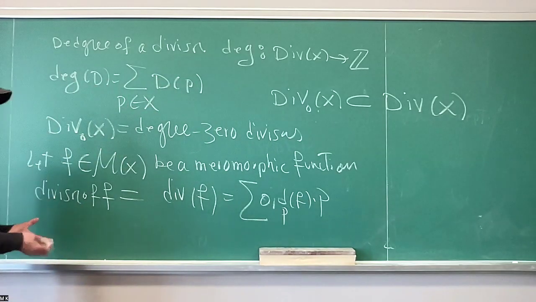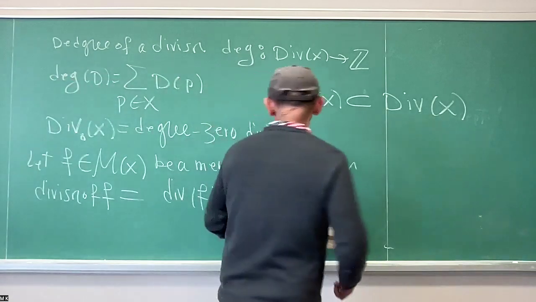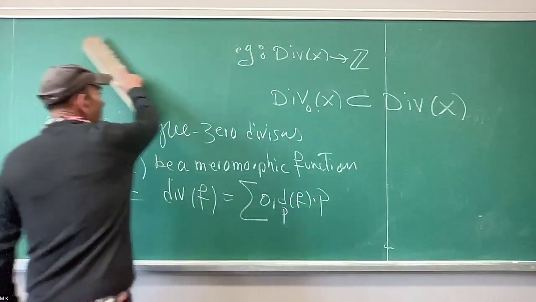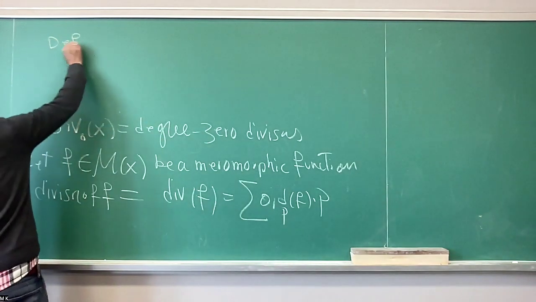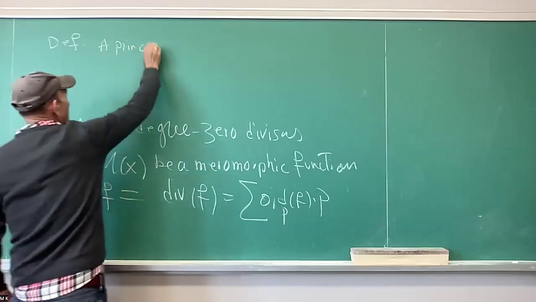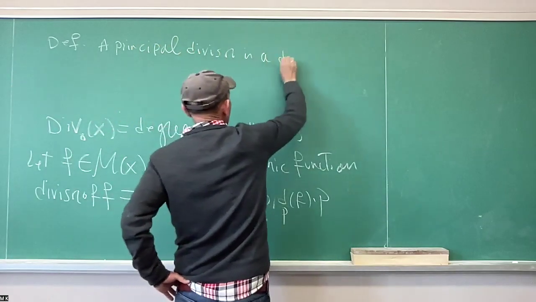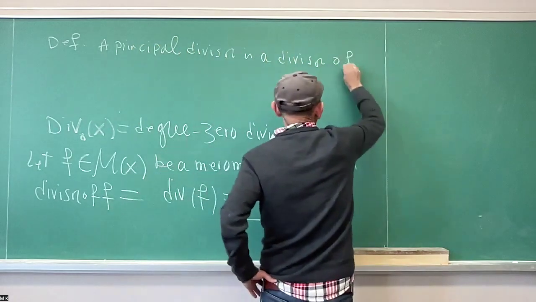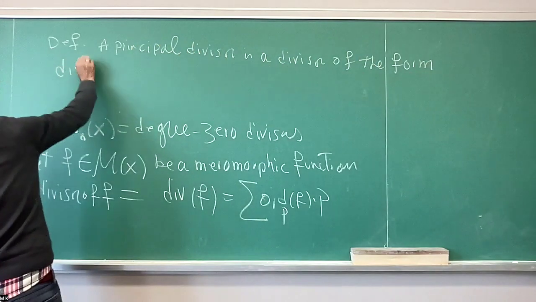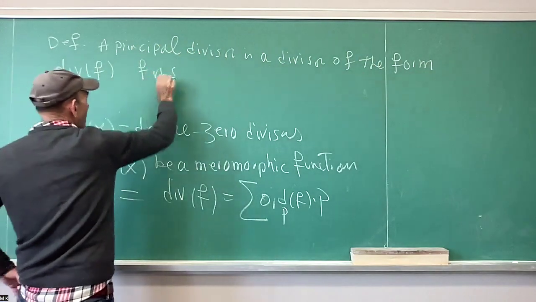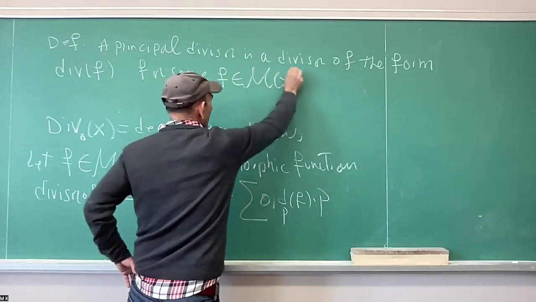So such a thing is called a principal divisor. Let me define it, and then I'll tell you what it is. Definition: a principal divisor is a divisor of the form div f for some f belonging to M of X, a meromorphic function.